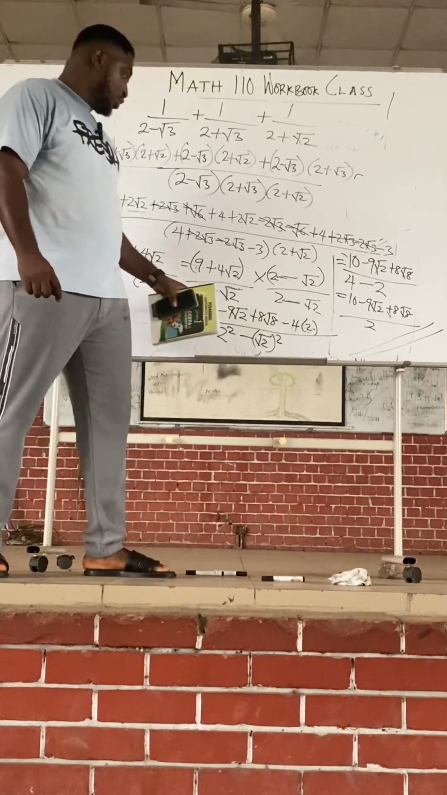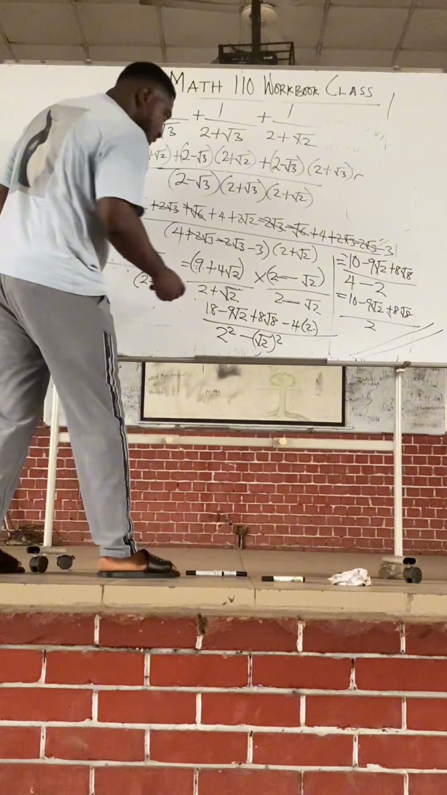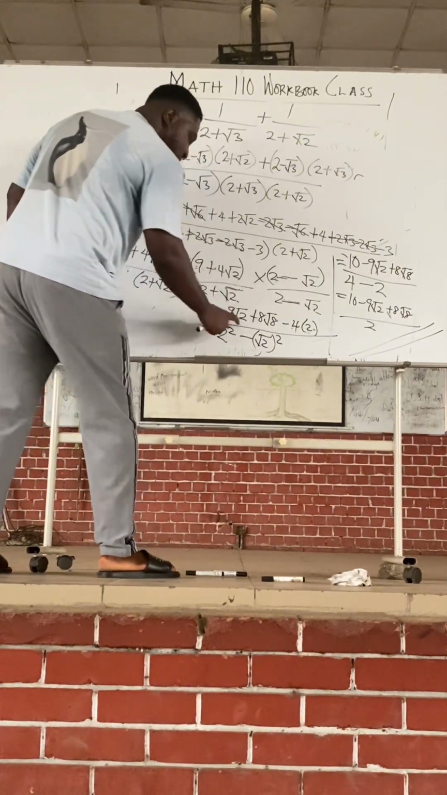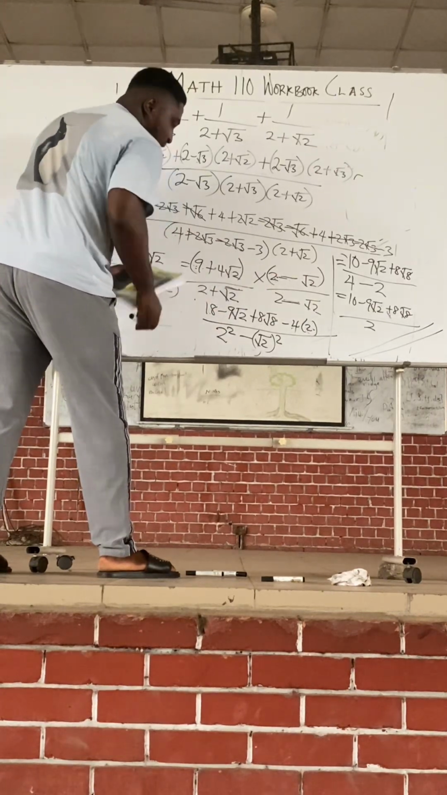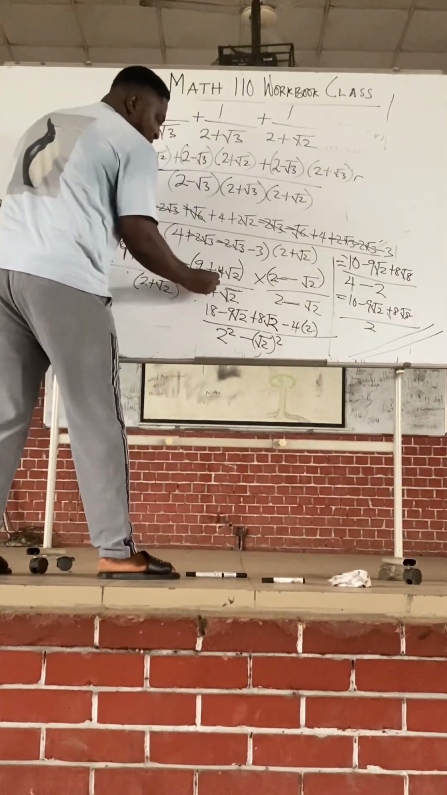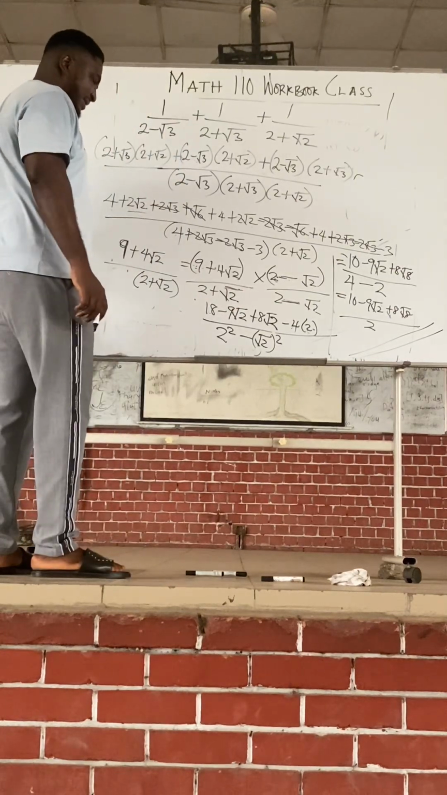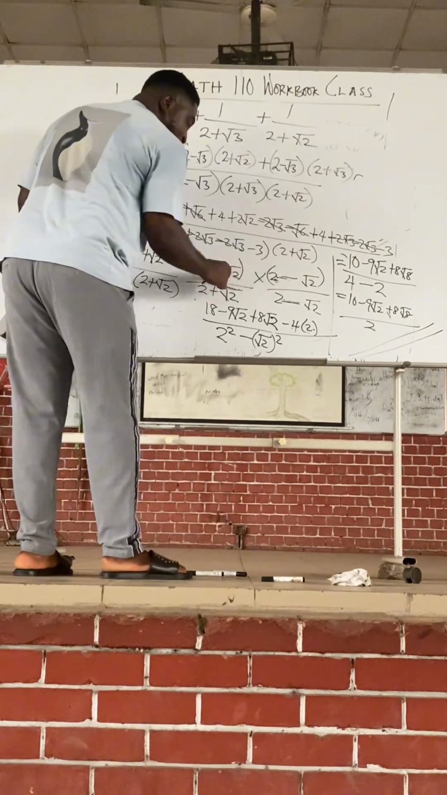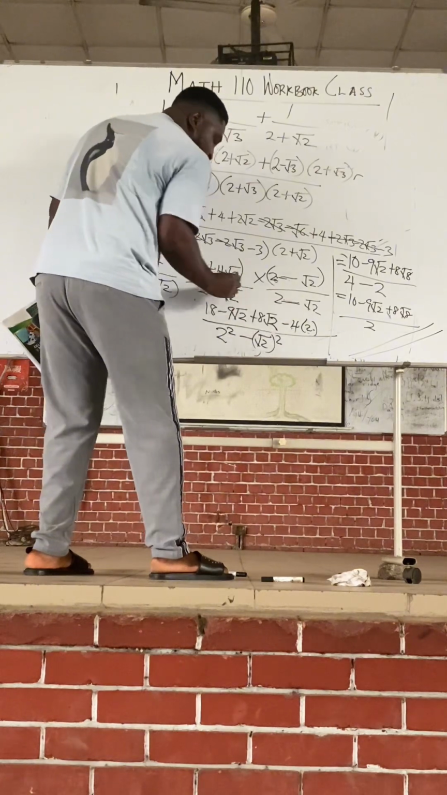4 root 2 times 2, 4 times 2 is 8 root 2. Where did we get 8 root 8? 9 times 2 is 18. 9 times minus root 2 is minus 9 root 2. 4 root 2 times 2 is 8 root 2. Now 4 root 2 times minus root 2: 4 times minus is minus 4, root 2 times root 2 is 2.